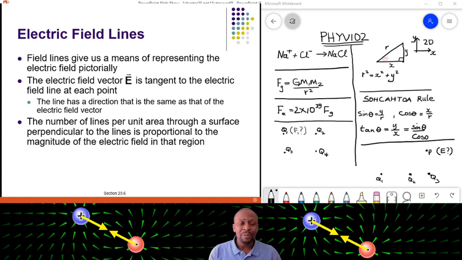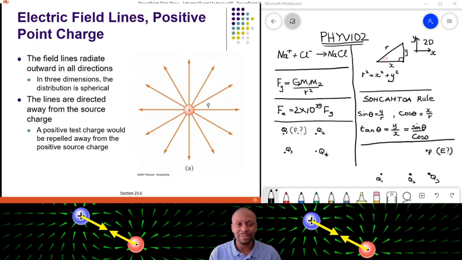Now, let us also talk about the electric field line. Electric field lines give us a means of representing the electric fields pictorially. It's not a material thing. The electric field vector is tangent to the electric field line at each point. The line has a direction that is the same as that of the electric field vector. The number of field lines per unit area through a surface perpendicular to the lines is proportional to the magnitude of the electric field in that region.